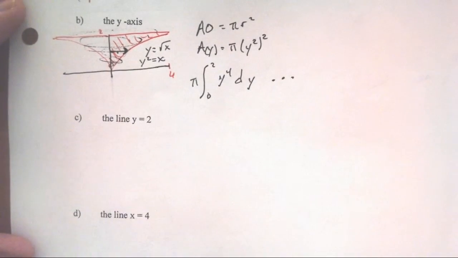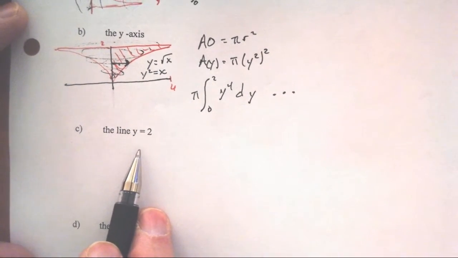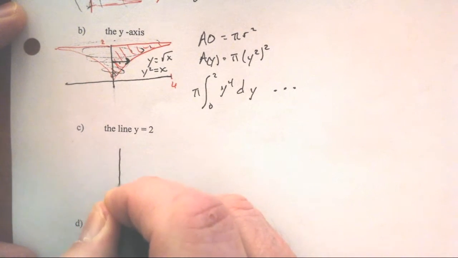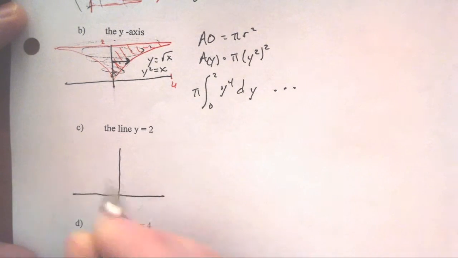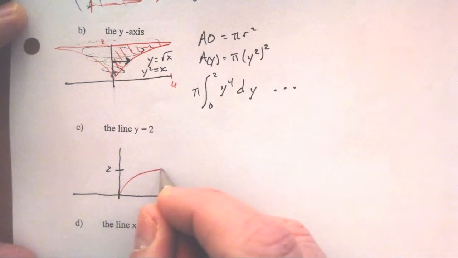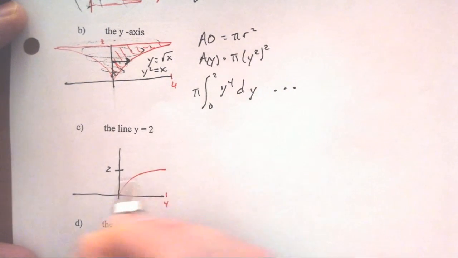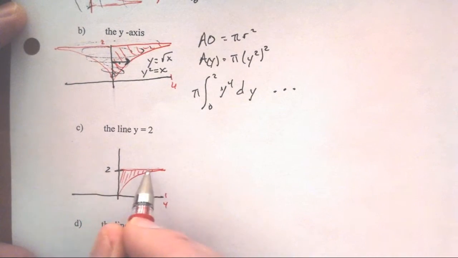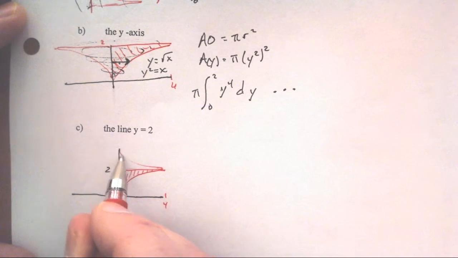Okay, a little twist on this. Around the line y equals 2. So let's get a drawing of this guy. If this is 2, same curve up in here. Here we are to 4. But now we're going to revolve this around 2. We're going to end up with this.